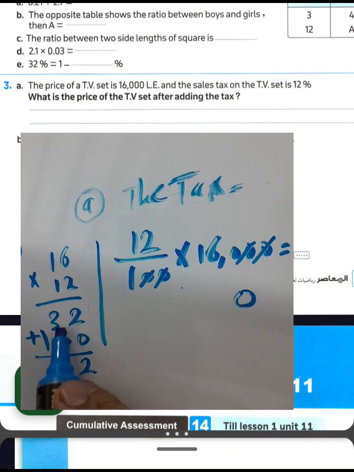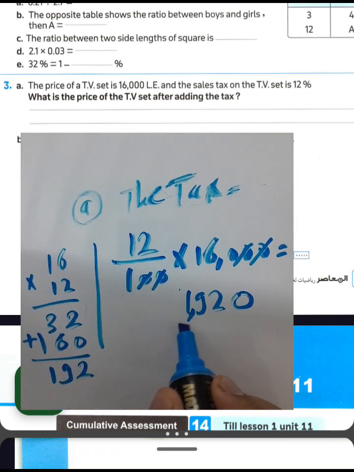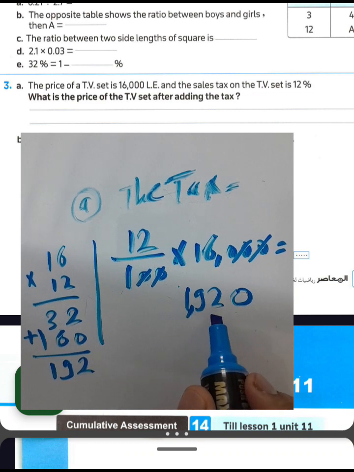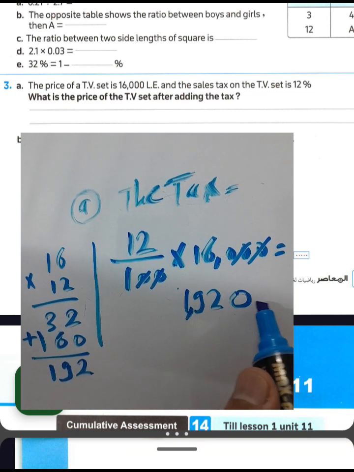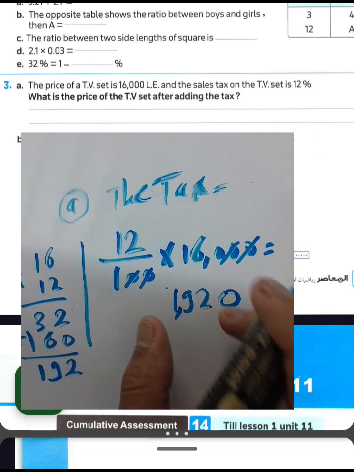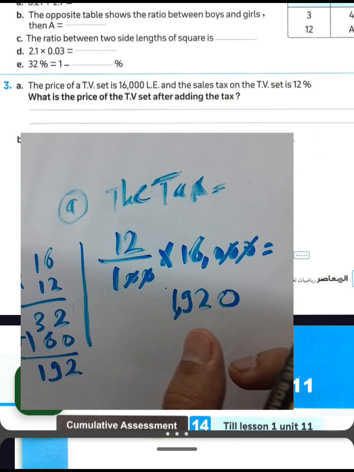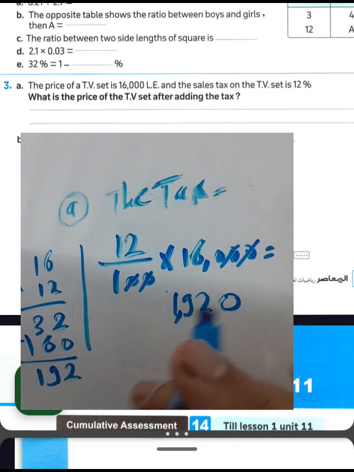3 plus 6 equals 9. And then drop 1. The result will be 1920. It's the tax. And then we must add this number to the total number. You want to find the price of the TV after adding the tax.